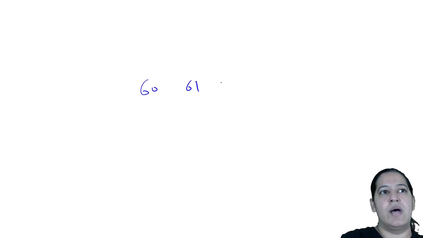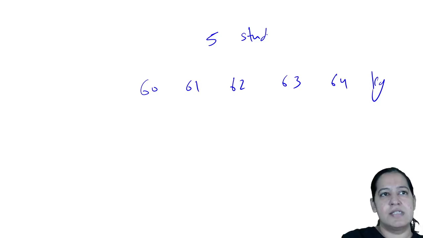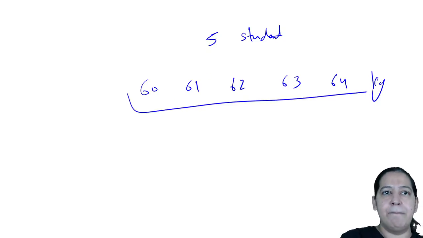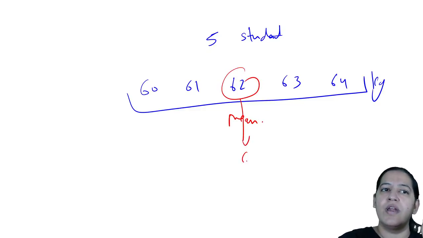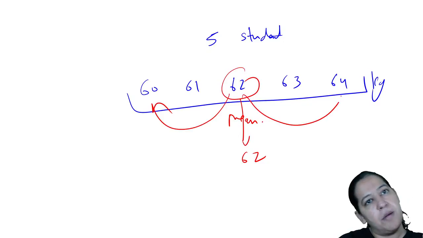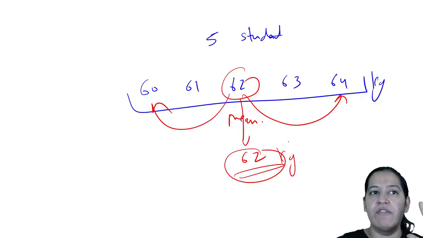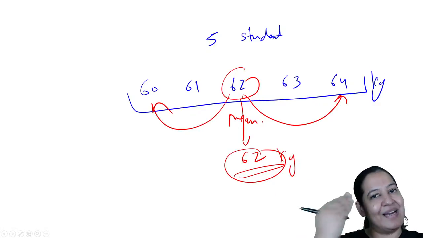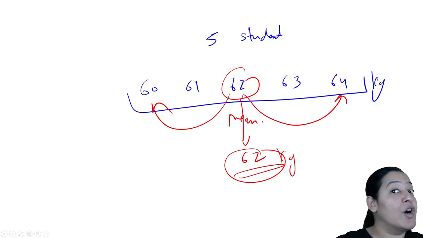So how is it useful? Just suppose I am giving you a set of five weights: 60, 61, 62, 63, 64, in kgs. This is the weight of five students. If I calculate the mean, the central tendency, the mean will be 62 kg. On average, some are less than 62 and some are more than 62. By saying 62 kg, you get an overview that all the students weigh approximately near 62. Some are under 62, some are over 62. That is the meaning of central tendency.